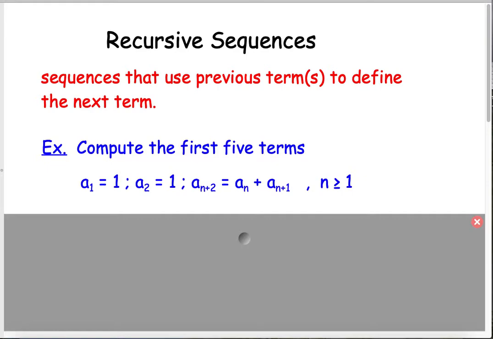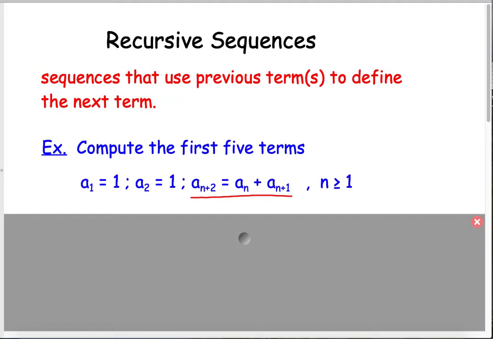Compute the first 5 terms. So this is a recursively defined sequence, because if you notice, the n plus second term is equal to the nth term plus the n plus first term. Now what that means is basically that the next term is going to equal the 2 previous terms added together.